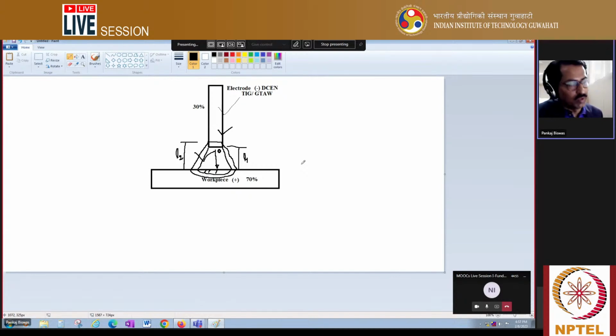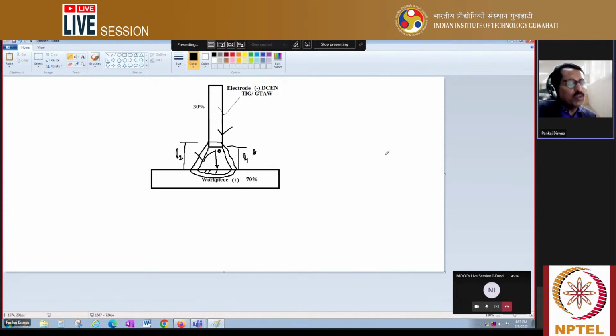Bead width will be more. But if your current is more, then what happens? Whatever the electron, whatever the ion, positive ion or negative electron is there, if the current is more, then generally this current creates a more forceful arc. If current is more, your arc will be more forceful. That means you can say your electron velocity will increase.